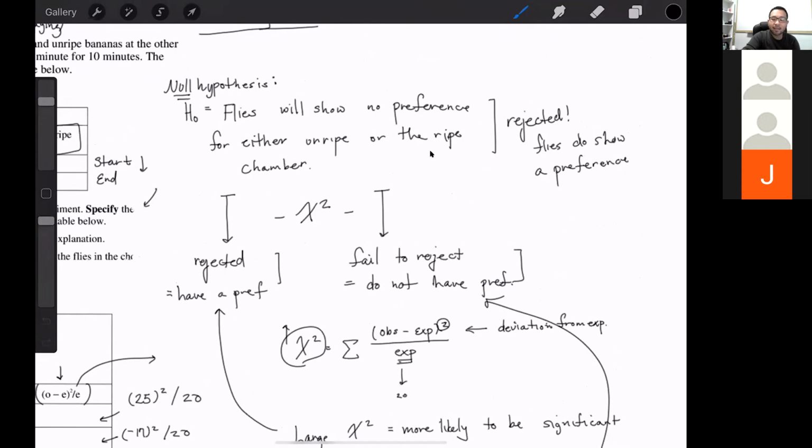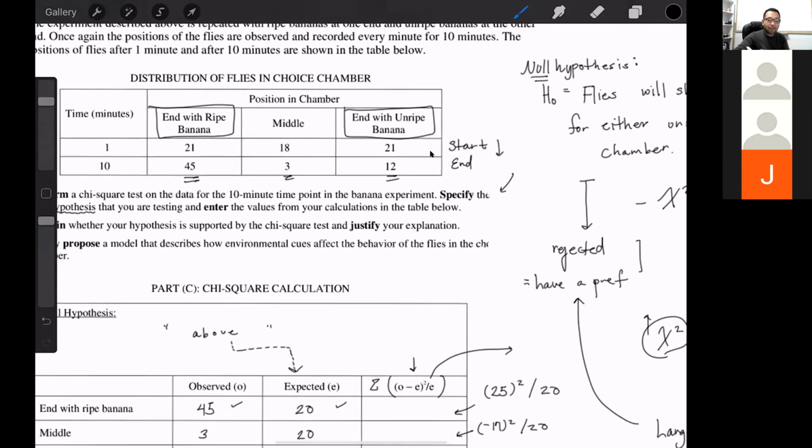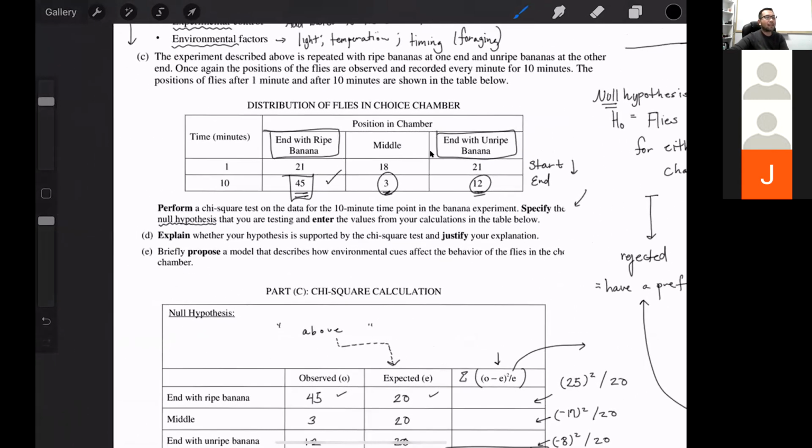Now, I can't, without looking at the data, tell you whether they prefer ripe or unripe, because all the chi-square does is tell you that the frequency distribution that you see is different from the expected. But clearly, from the data that you're given, you can make an inference that they do prefer that ripe banana over the unripe banana, and certainly over the middle chamber here. So they definitely prefer this one. And that's how we would go ahead and do that problem.